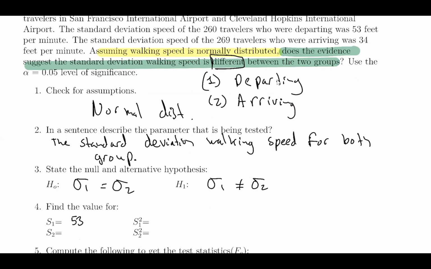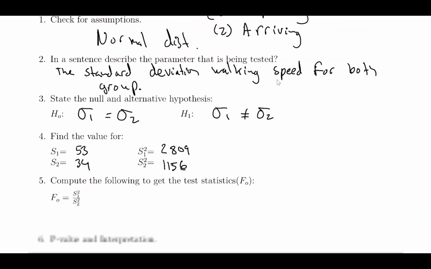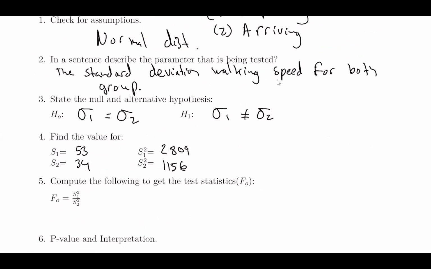The standard deviation for people arriving was 34. So I'm going to go ahead and find s1 squared and s2 squared. We'll do 53 to the second power, that's 2,809. And then we'll do 34 squared, which is 1,156. All right, so that's s1 squared and s2 squared. Finally, we're going to do s1 squared, which is 2,809, all divided by 1,156.